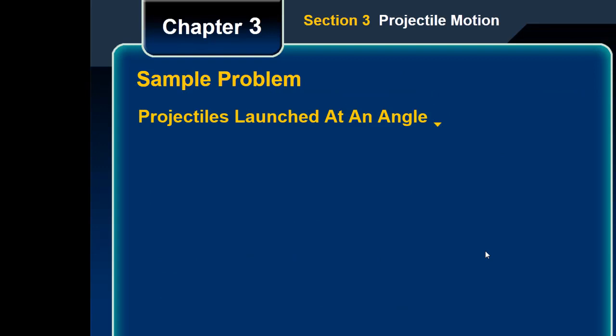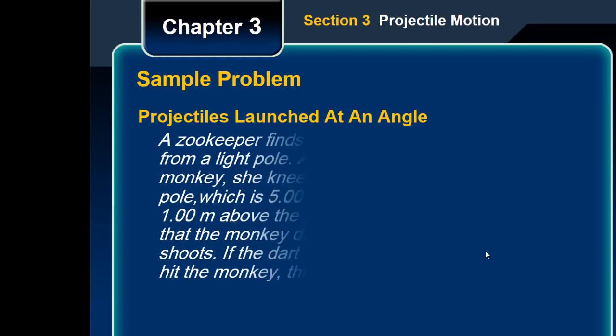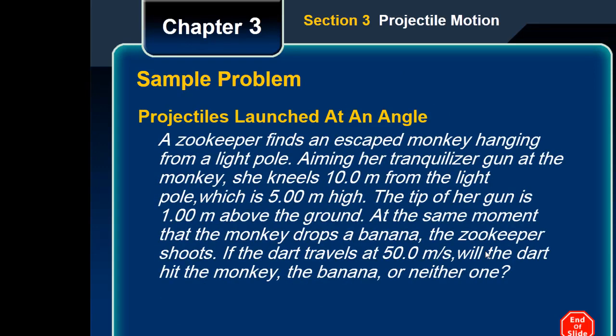Now let's take a sample problem. Projectile launched at an angle. A zookeeper finds an escaped monkey hanging from a light bulb. Aiming her tranquilizer gun at the monkey, she is trying to shoot the monkey. She kneels 10 meters from the light bulb, which is 5 meters high. The tip of her gun is 1 meter.